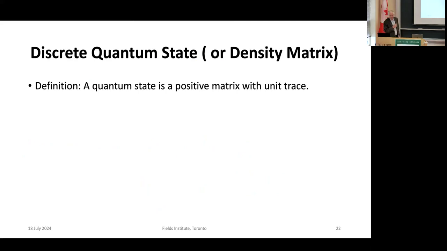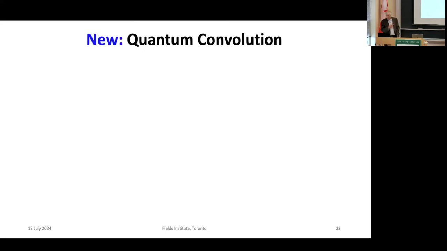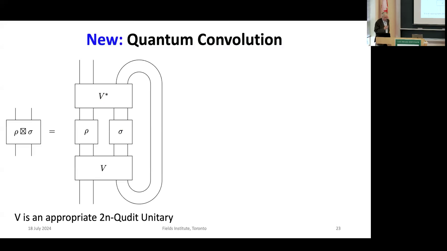So what is the analog of this classical distribution rho in quantum theory? It's called a discrete quantum state or a density matrix, namely a matrix with positive eigenvalues and trace 1. So is there a convolution? This was discovered by Kaifeng and Weichen in a joint paper. And here's the formula for the quantum convolution.